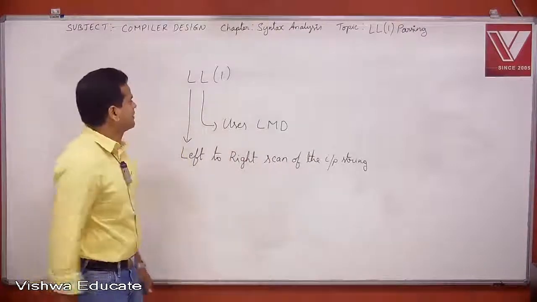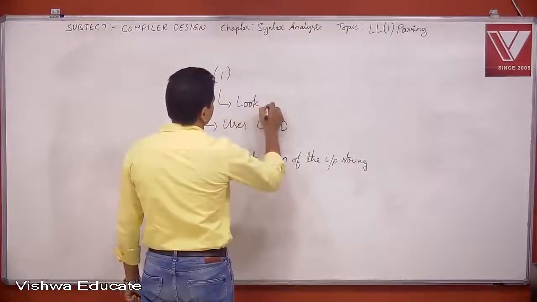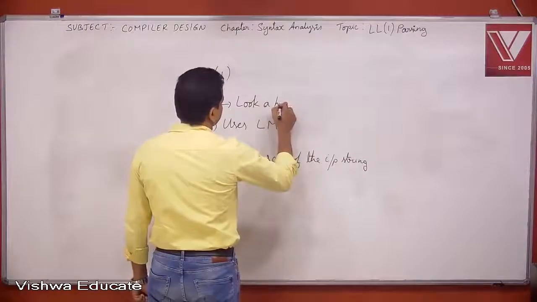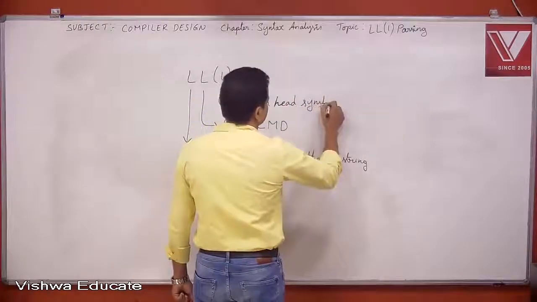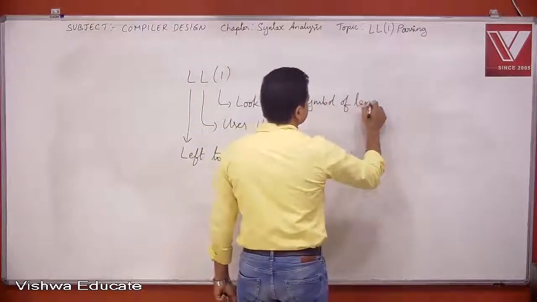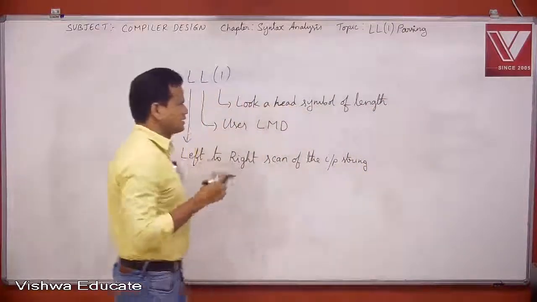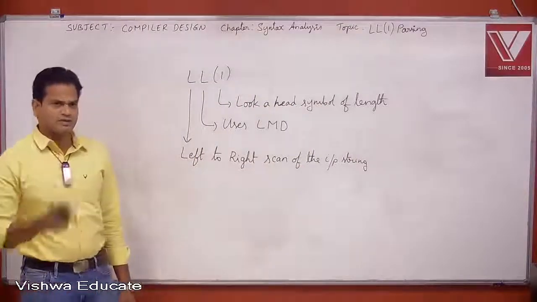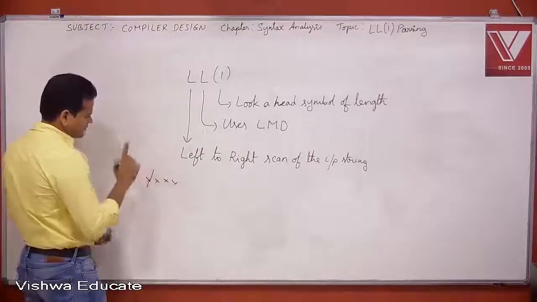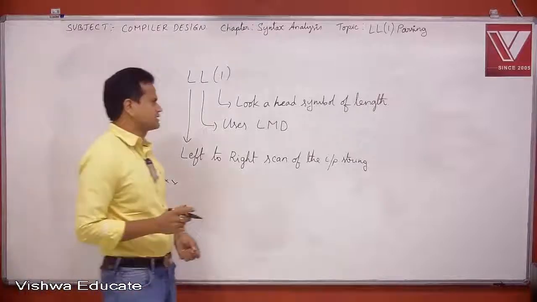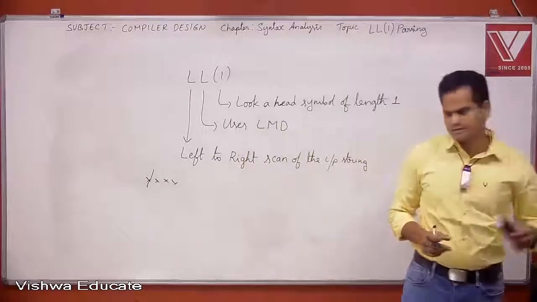I told you, okay? And this is the look ahead symbol of length one. Look ahead symbol of length one means every time it scans the string, the input symbol of length one. Suppose this is a string. It scans one symbol at a time. That's the meaning of look ahead symbol of length one.